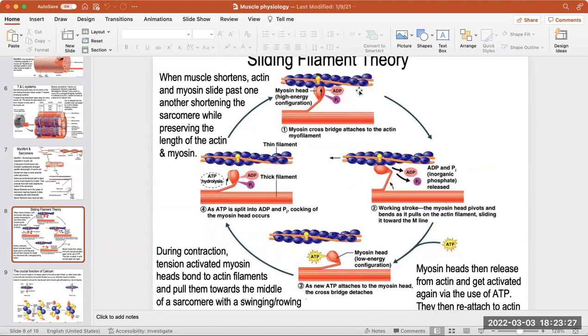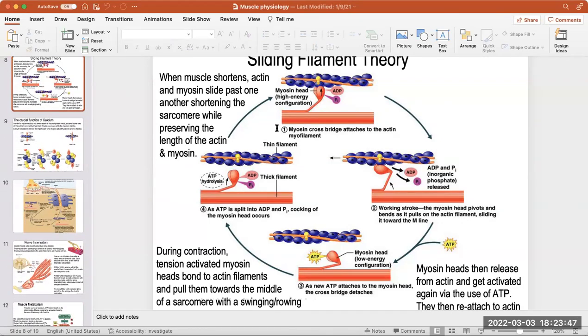So, if you ever have a question, just interrupt me, okay? Both of you guys, because I'm sorry, sir. So the T-system is just a small portion of the bigger sliding filament theory. Is that correct? It's part of it.